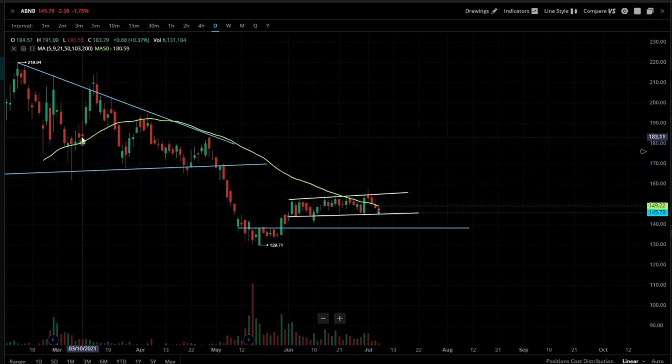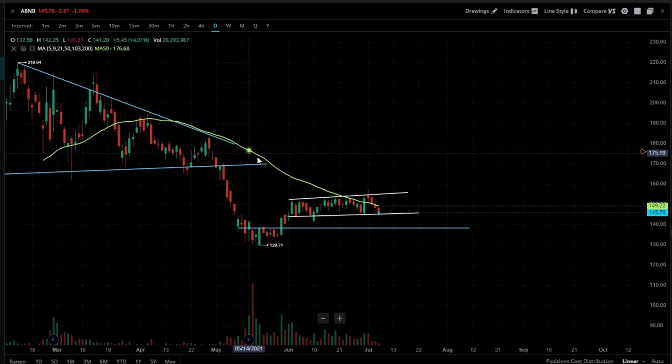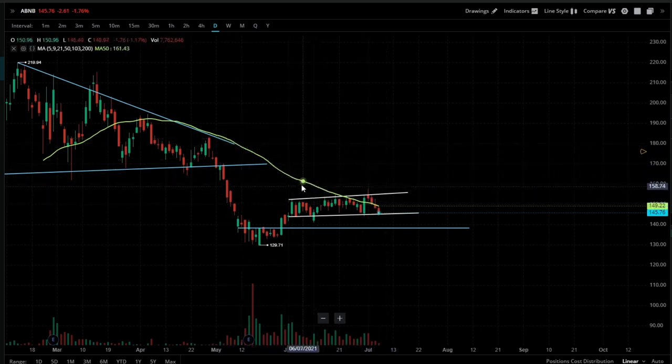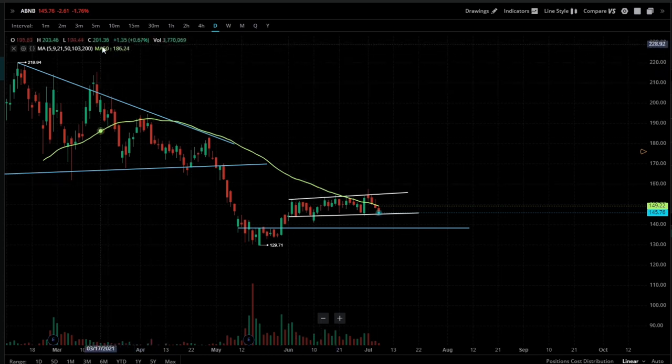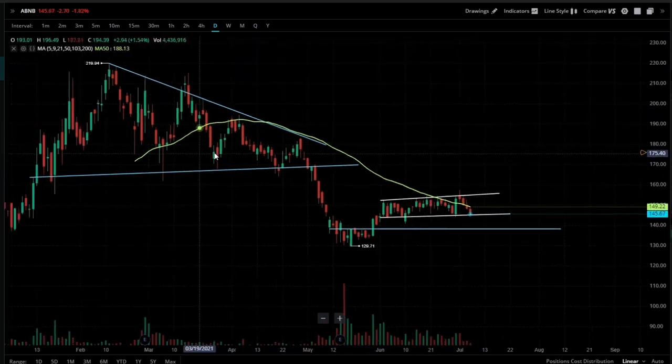Well, check this out. What is this green line? This is the 50 moving average. Basically, it calculates the average of the last 50 candlesticks and starts plotting it on the screen in a nice line. In this case, it's the 50, right? So the 50 can act as support and resistance too.